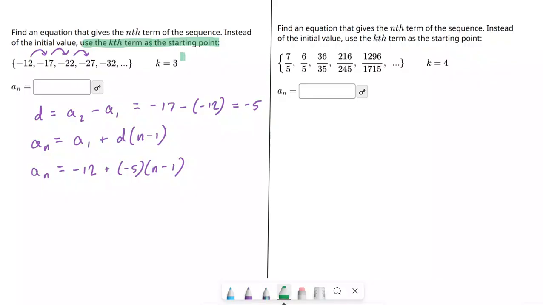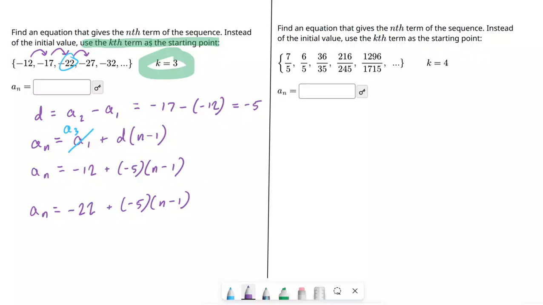However, we still have that little thing here which says, no, I don't want you to start at negative 12. I want you to start at the third term. So here's the trick, and it's surprisingly easy. We just cross out a_1 and replace it with what we really want to start at, which is a_3. So if we do that, we get the following. a_n equals, what's the third term? Well, it's right up here, negative 22. So we say negative 22 plus negative 5 times (n minus 1).